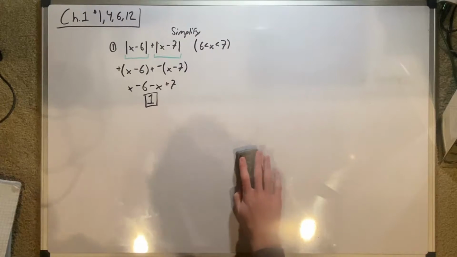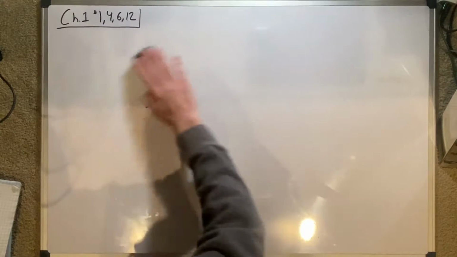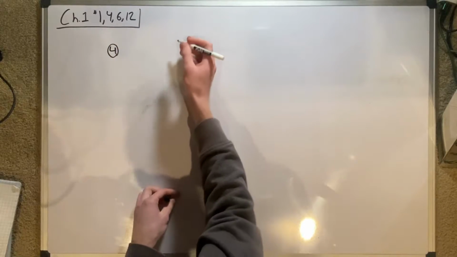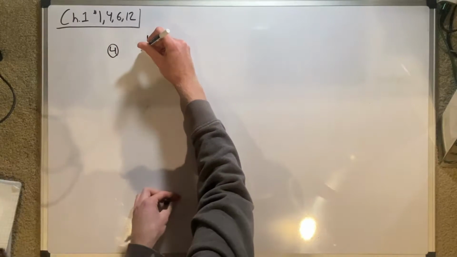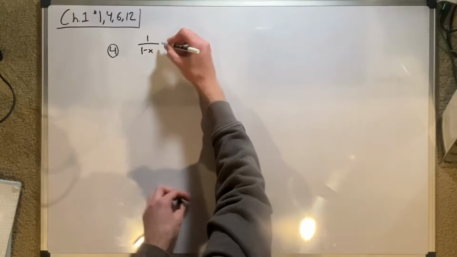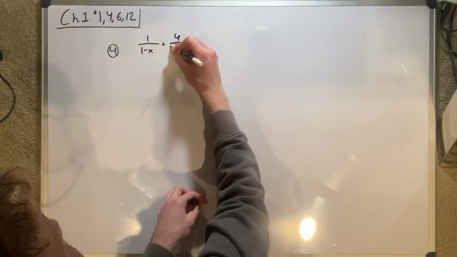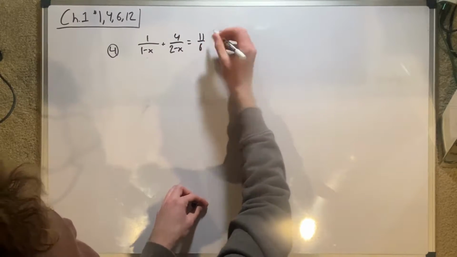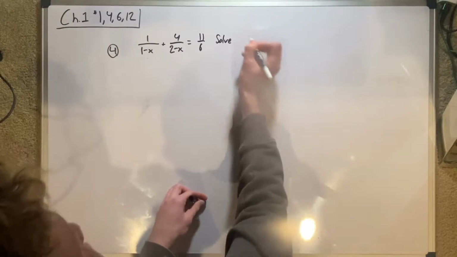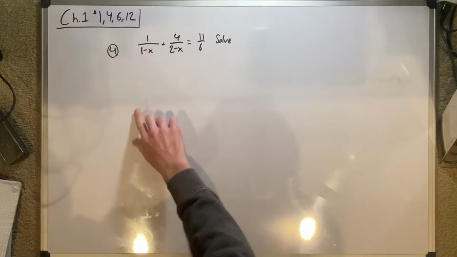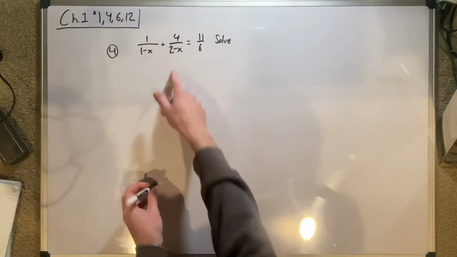Now, let's write down number 4. Number 4, oh no, it's a long chain. 1 over 1 minus x plus 4 over 2 minus x is equal to 11 over 6, and we are asked to solve. All right. Gosh, this one's going to be a pain. So what we have to do is solve for x here.